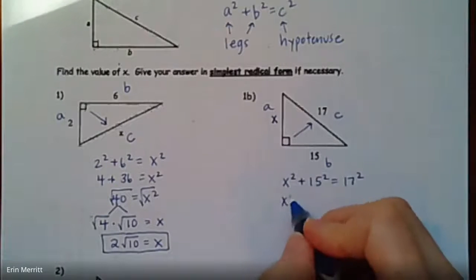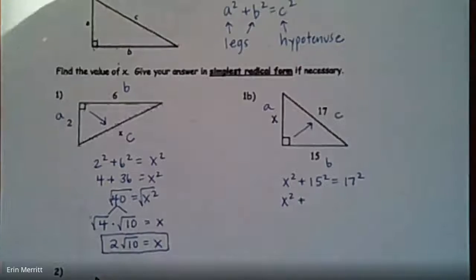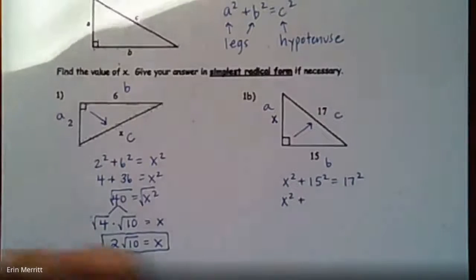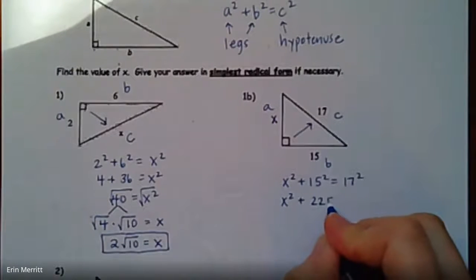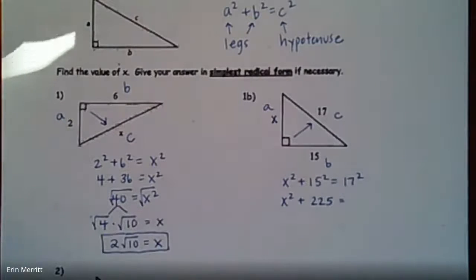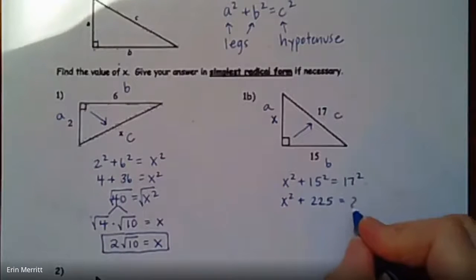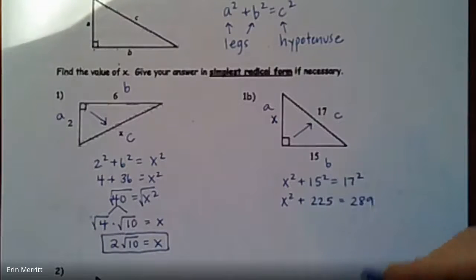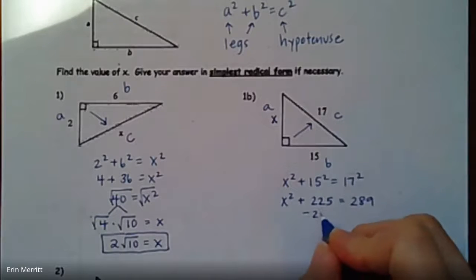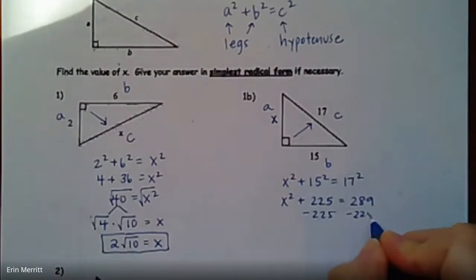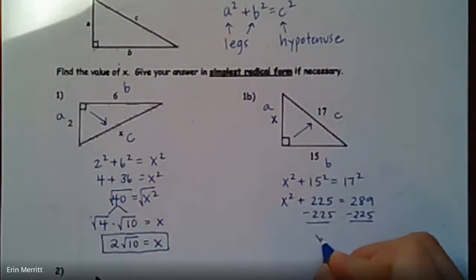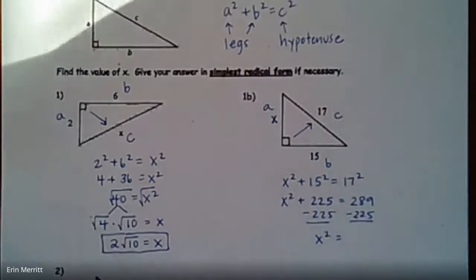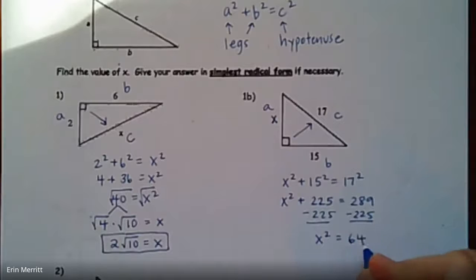If the numbers are so big that you don't know the perfect squares, have your calculator handy nearby. 15 squared is 225, 17 squared is 289, and then subtract that 225, because x can be the hypotenuse or it can be one of the legs. So when we take the difference, we're left with 64, which comes out nice and pretty as x equaling 8.